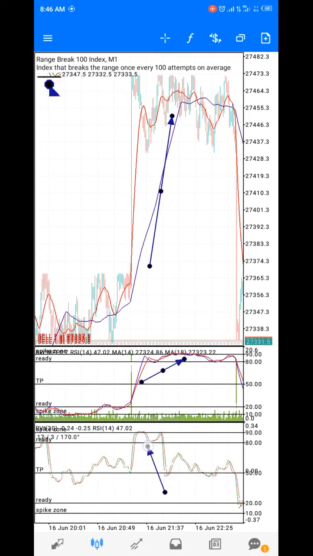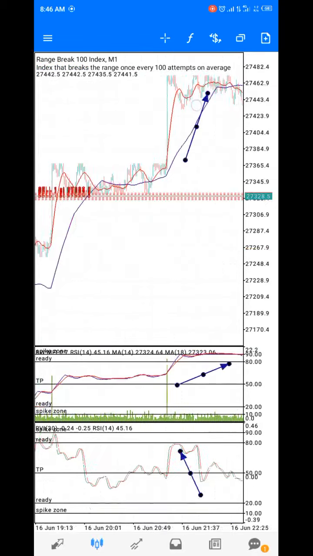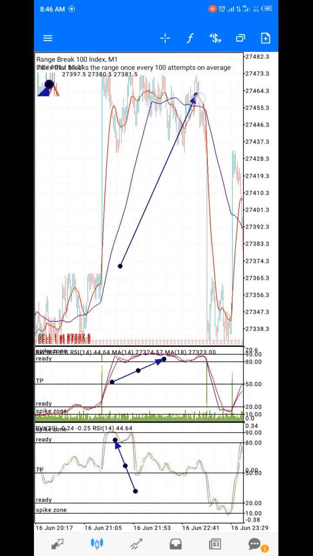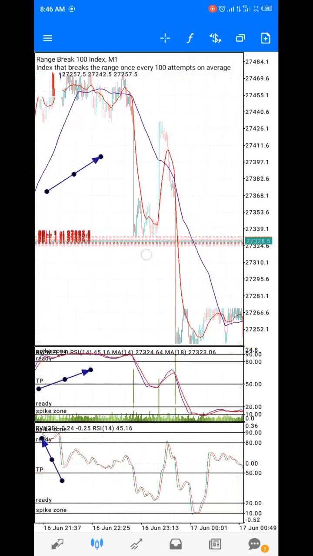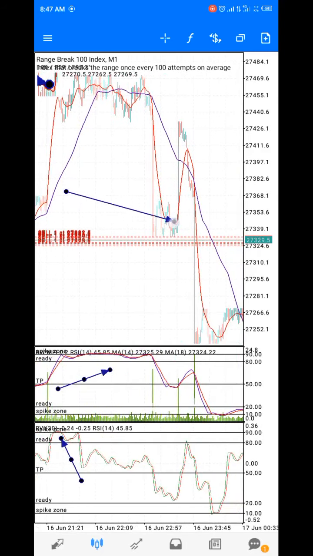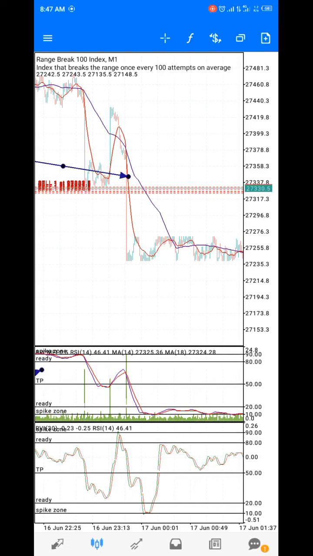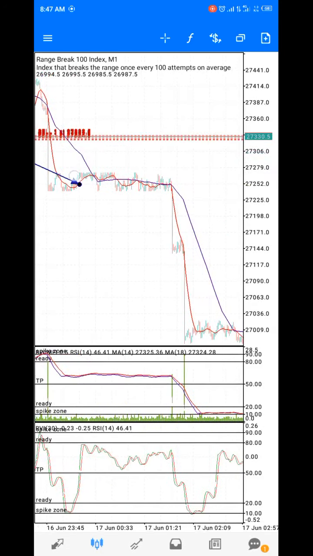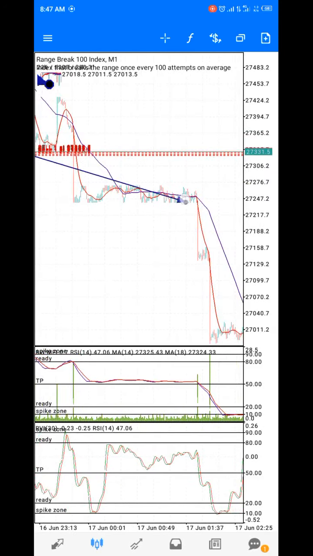So the market is at the ready zone here, at the ready zone here, and at the top here, you're waiting for this moving average to cross over the red moving average and a spike to happen. After a spike happens, you see there was a little push up. Then what happened? If you enter your market here, the market might try to knock you out here, but eventually the market pushed down and continued pushing down. Then it pushes down again.